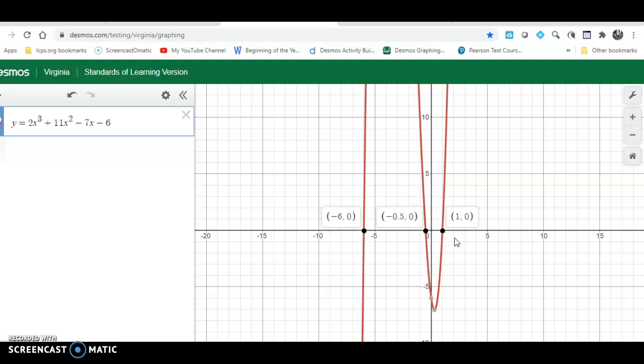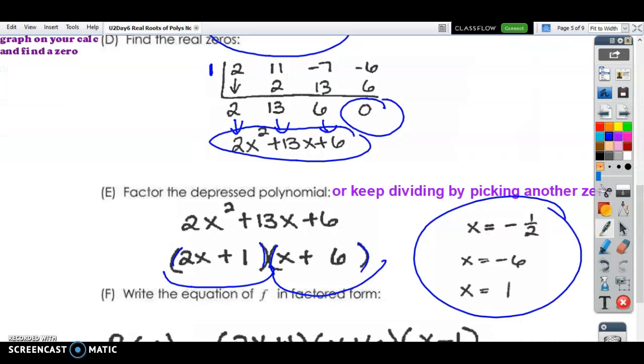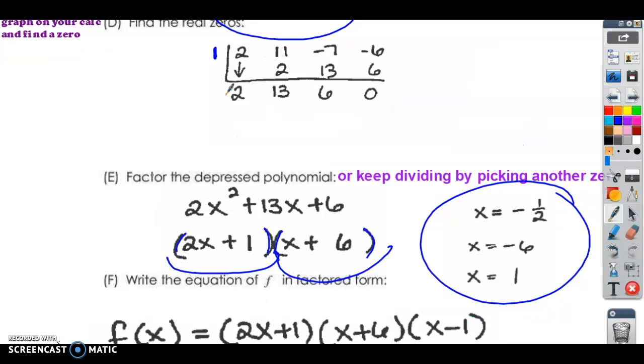If you decided at this point, rather than checking it, if you wanted to go ahead and continue dividing, you could divide through by negative 6. And if you did that, it would look like this. You would just continue dividing right here. Okay, we already divided by 1. Now let's go ahead and divide through by 6.